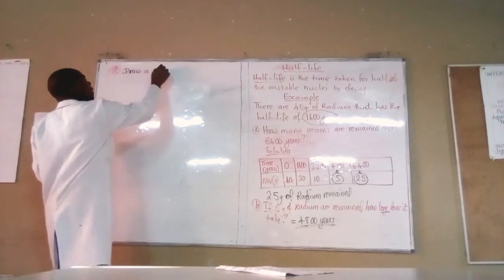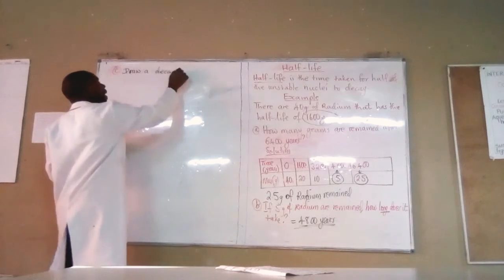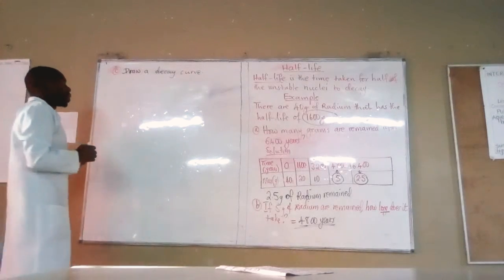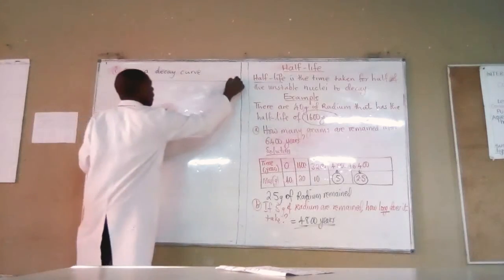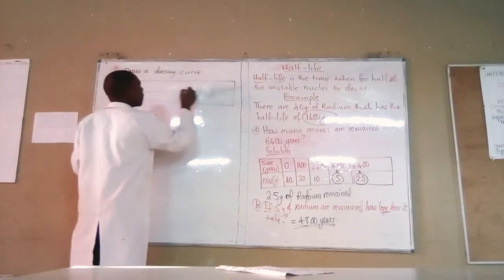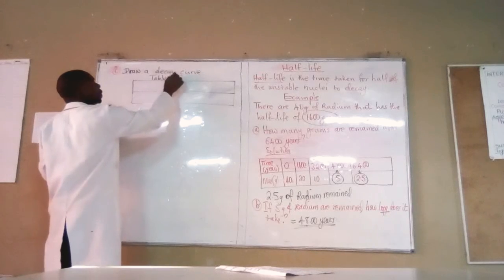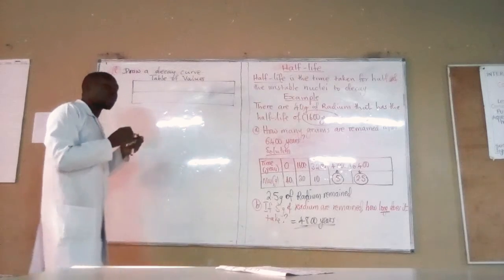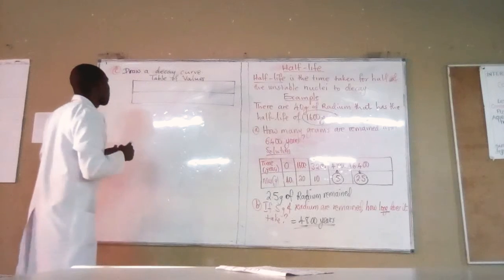Draw a decay curve. So how do you draw a decay curve? The first thing that you are supposed to consider is to come up with a table of values. So I am going to draw this table of values here. Under the table, make sure you write "table of values." Very, very important, because it helps you to plot the coordinates or the points very well without problems.